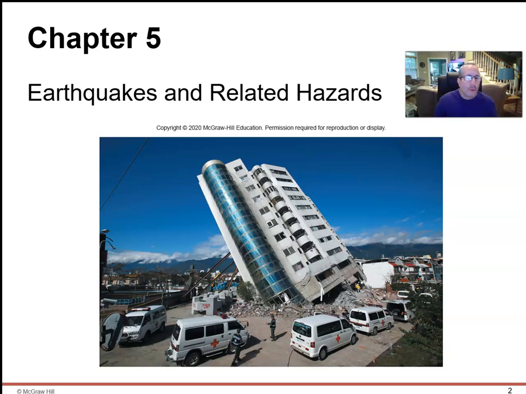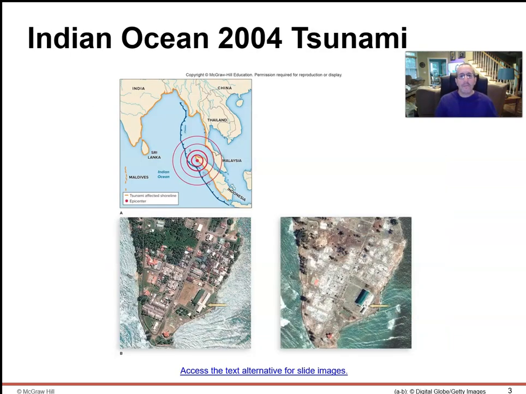So, earthquakes and related hazards. Most of us have heard about earthquakes in the media. Probably very few of you have experienced any, especially if you have lived locally most of your life. We do have some earthquakes in this area, and I'm going to touch on that in just a little while. But for the most part, we don't experience a lot of earthquakes locally in the Kentucky area.